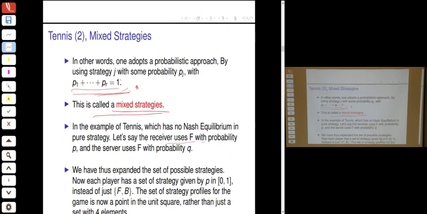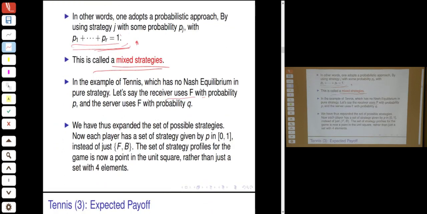Okay? So, remember that P and Q are now quantities to be determined, and now the whole issue has shifted to finding the best possible choice of P and Q, so that the payoffs are maximized. Okay?